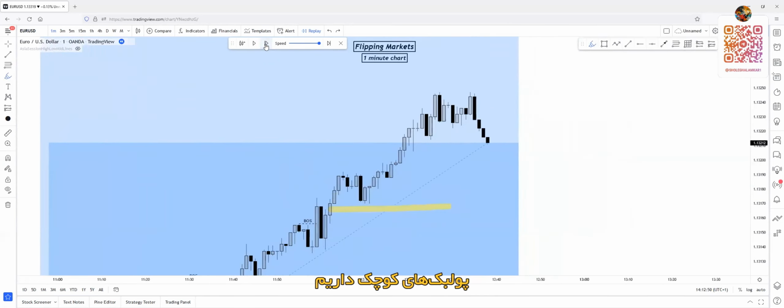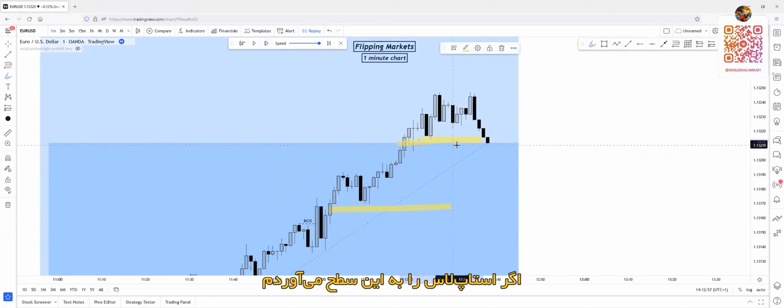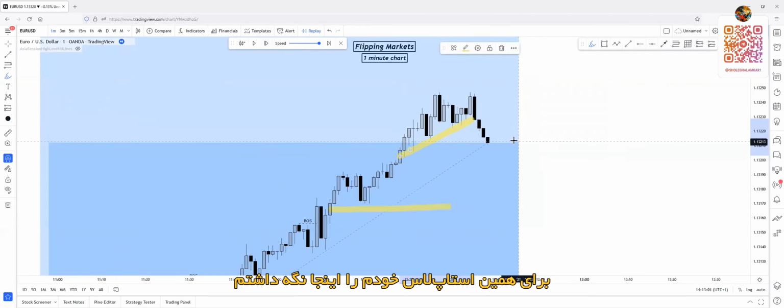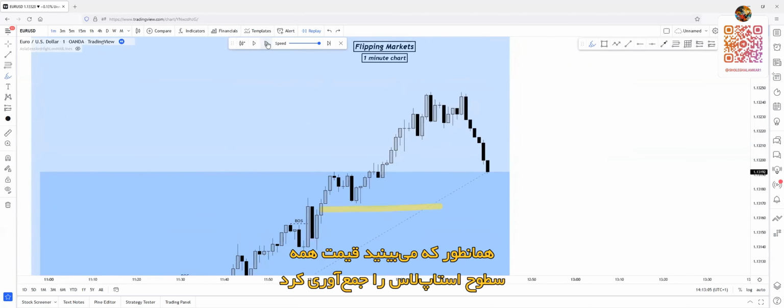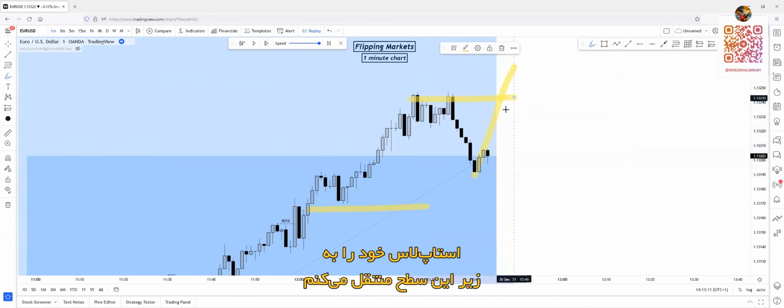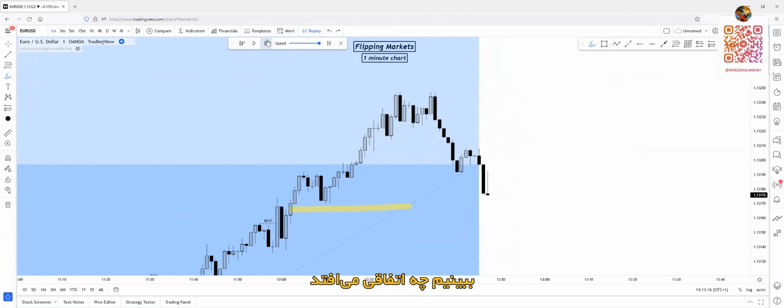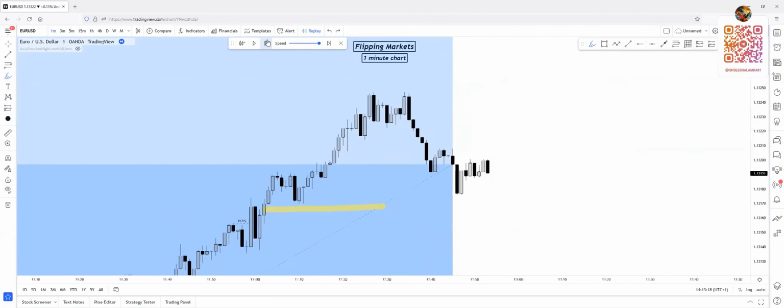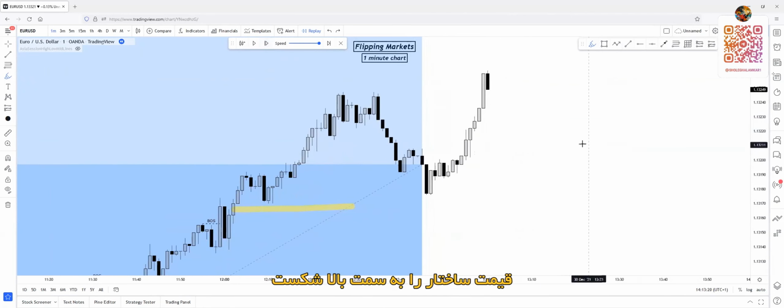Yeah, small pullback. And as you can see, if I would have placed my stop loss in this region, it would have been stopped out because price is sweeping this liquidity right now. That's why I kept my stop loss here. Let's see what happens. As you can see, price swept all of the stop loss levels. And if this breaks structure to the upside here, I will place my stop loss below this level. Let's see what happens. It broke structure to the upside.